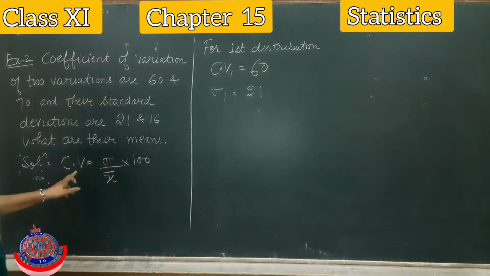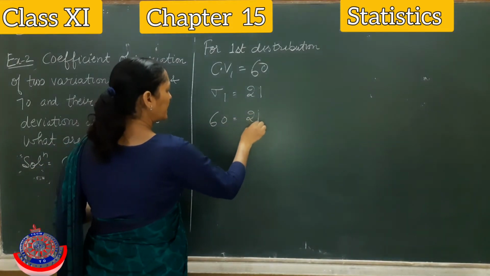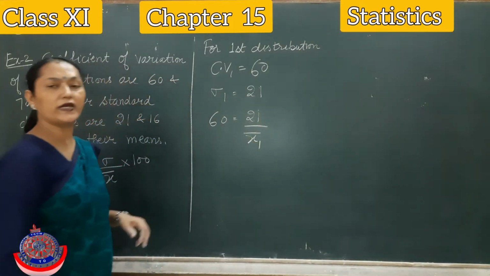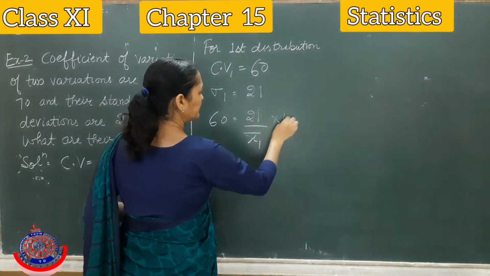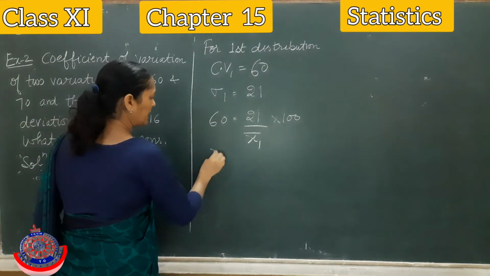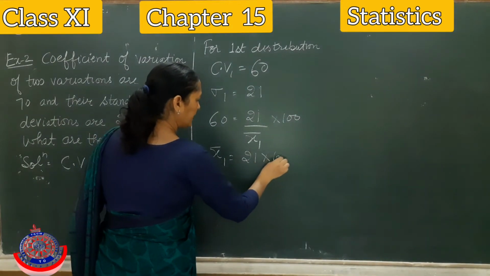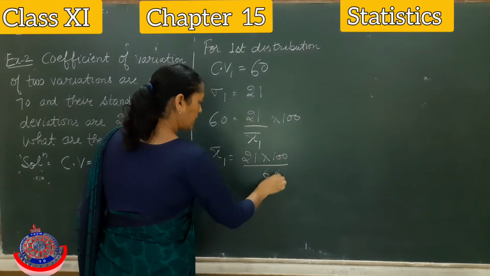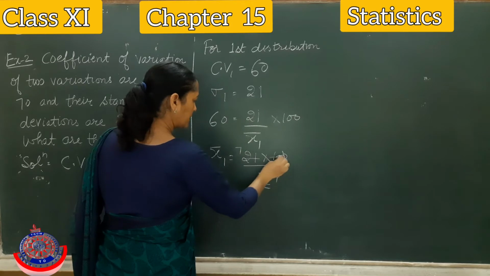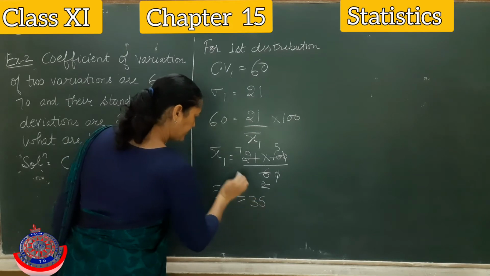Putting in the formula, we have 60 equals 21 upon mean, into 100. Shifting x bar to this side and 60 to the other side, the mean for the first distribution will be 21 into 100 upon 60. The zeros get cut. 3 2s are 6, 3 7s are 21, and 2 5s are 10. So the mean for the first distribution comes out to be 35.